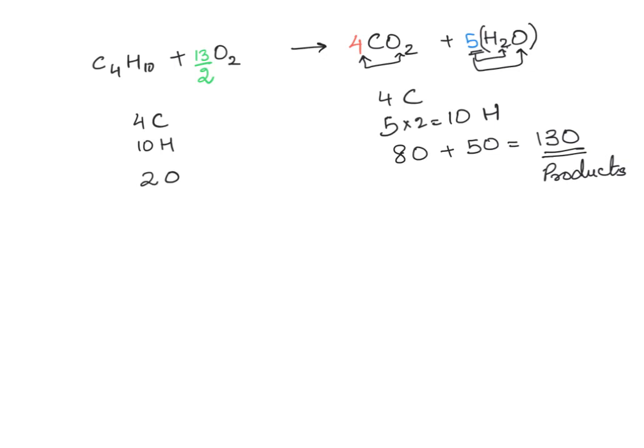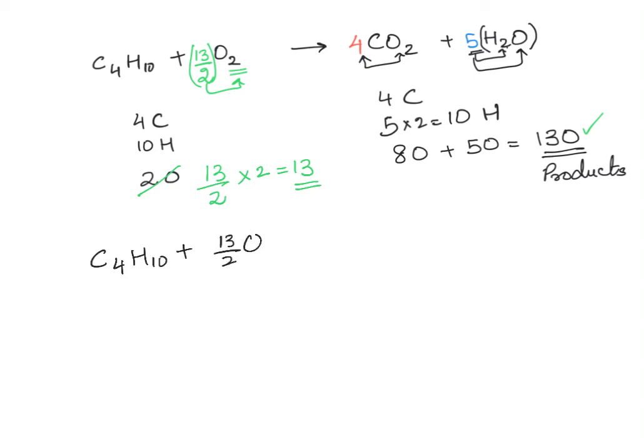So 13 divided by 2 as a coefficient, multiplied by 2, will give me 13 oxygens. So I have 13 oxygens on the reactant side and 13 oxygens on the product side. But of course, you cannot leave a reaction like this. Overall, the reaction now looks like this: C4H10 plus 13 over 2 O2 yields 4 CO2 plus 5 H2O, right?